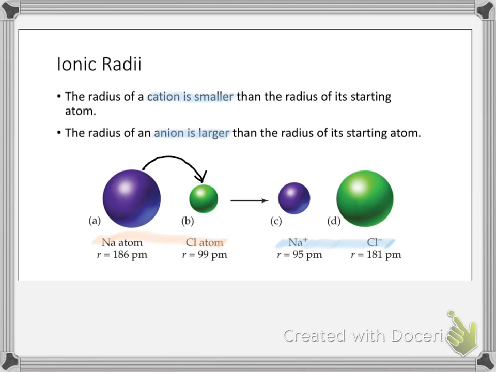So this is a sodium ion, and it is smaller than the sodium atom. And then this is a chloride ion, and it is larger than the chlorine atom. Now you'll notice that the positive ions, or the cations, don't change name when you're naming the ion. But the anions, the negative ions, take the stem, the beginning of the word, and change the ending to -ide.